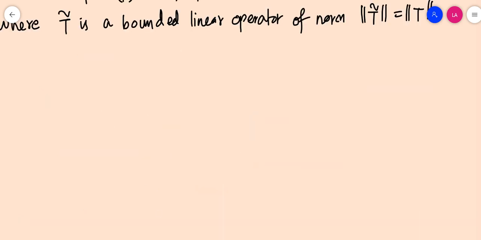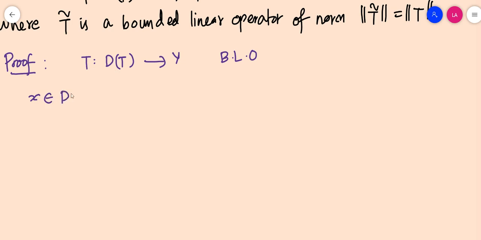So let's move on to the proof part. So proof. You are given a linear operator T from D(T) to Y, which is actually a bounded linear operator. Now we have to define an extension of T from D(T) bar onto Y. So consider an x element of D(T) bar, or D(T) closure.